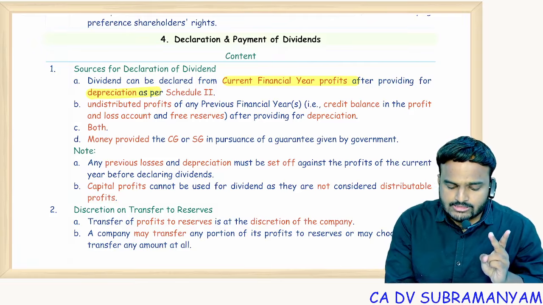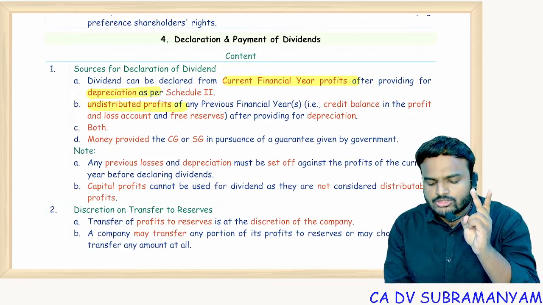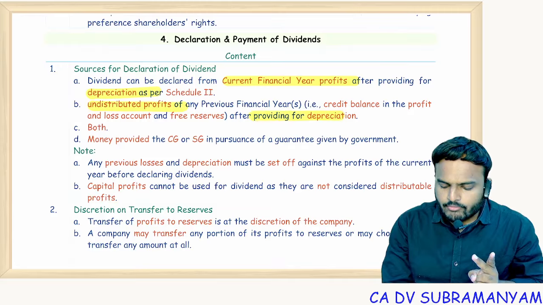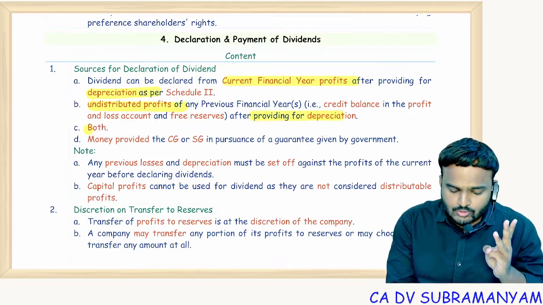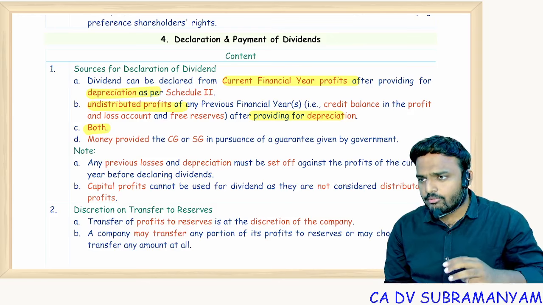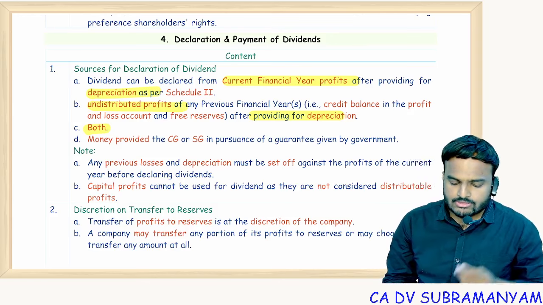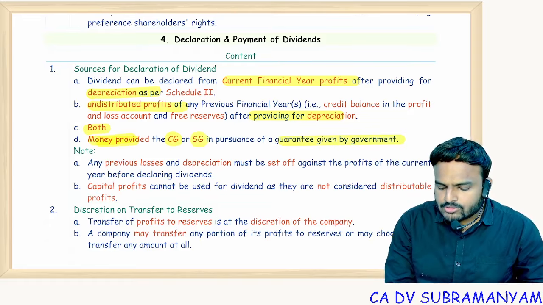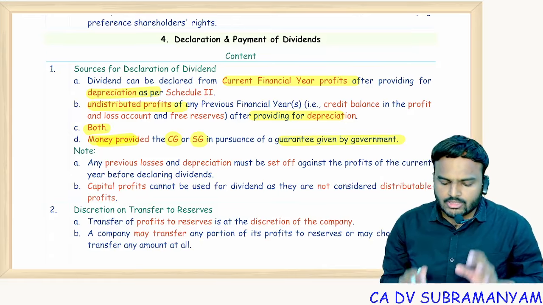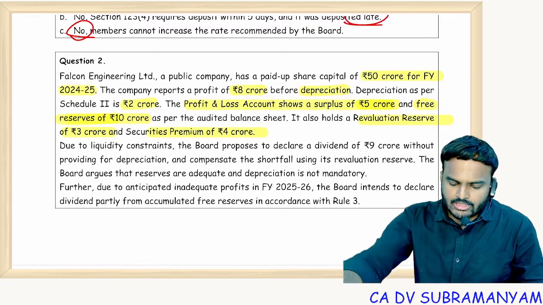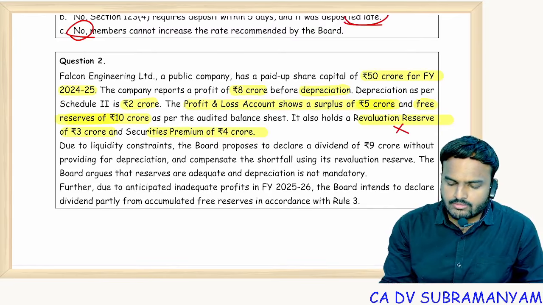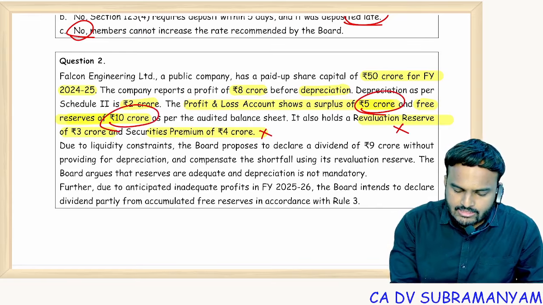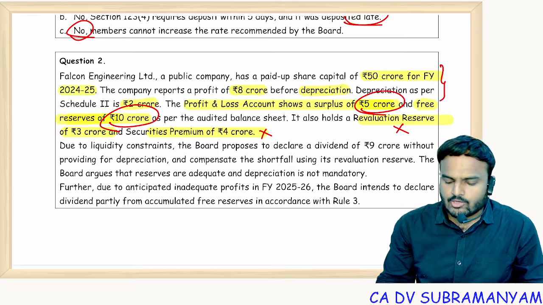And the second source is accumulated profits which remain undistributed after providing for depreciation. And the third source is a combination of A and B. That means current year profits and previous year profits which remain undistributed. And the last one is money provided by CG or SG in pursuance of a guarantee given by the government. So according to this, you tell me, are revaluation reserves allowed? Not allowed. Is securities premium allowed? Not allowed. So this 5 crores, this 10 crores and current year profit is allowed.